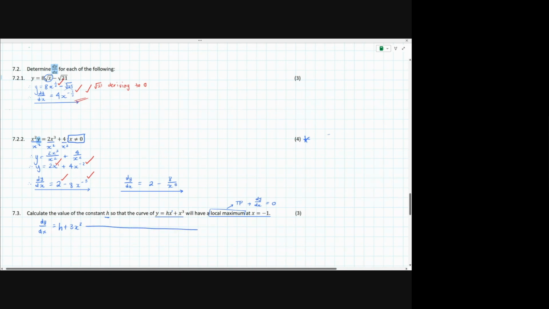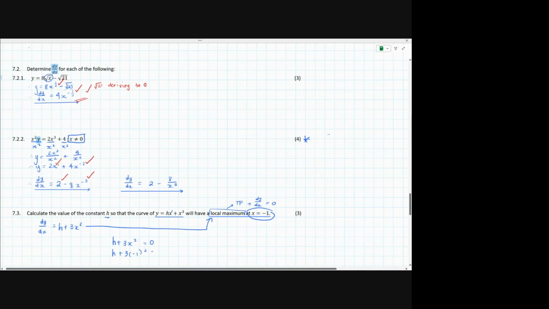I'm now looking specifically at the local maxima situation. So I'm going to take my derivative and make it equal to 0. But I've been given even more information in that this local maxima happens at x equals -1. So I can substitute that in and solve for h.